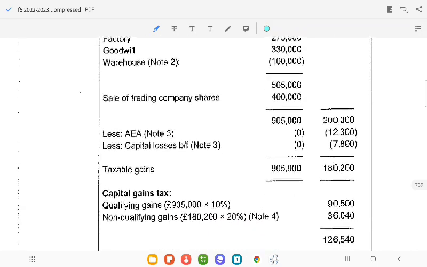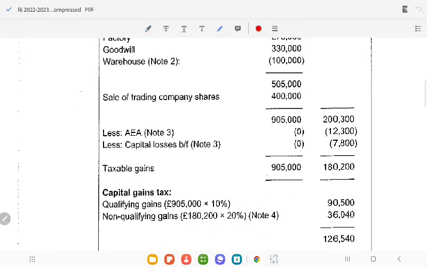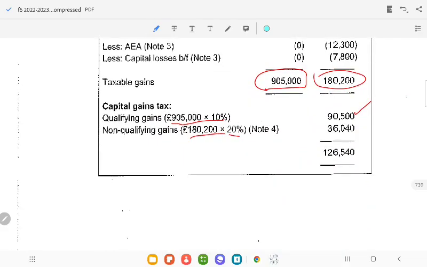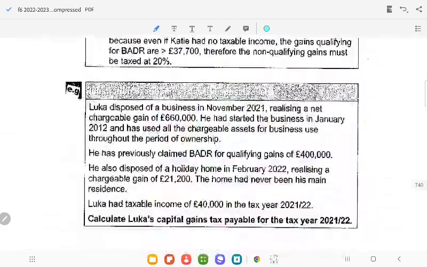After that, you can see that the total taxable gain from assets qualified for BADR relief is 9,05,000, while the asset that won't qualify for BADR relief has a taxable gain of 1,80,200. Assets that qualify for BADR relief attract tax at the rate of 10%, while the asset that won't qualify attracts tax at a higher rate. Remember, this is not a residential property, so it will be taxed at the rate of 20%.